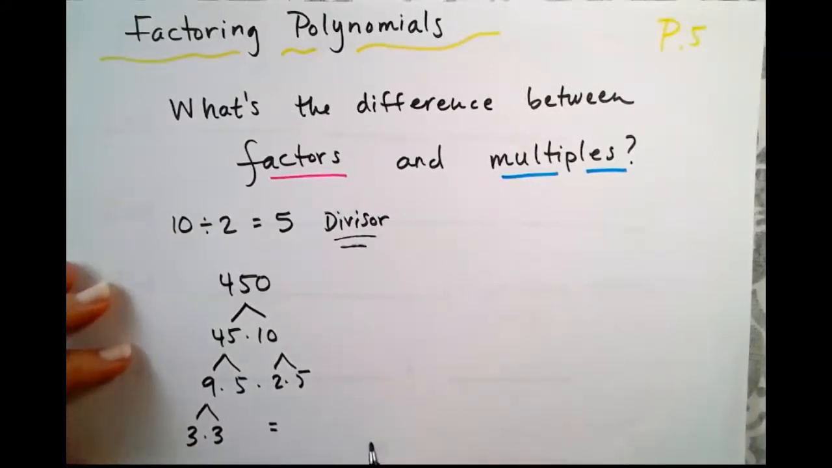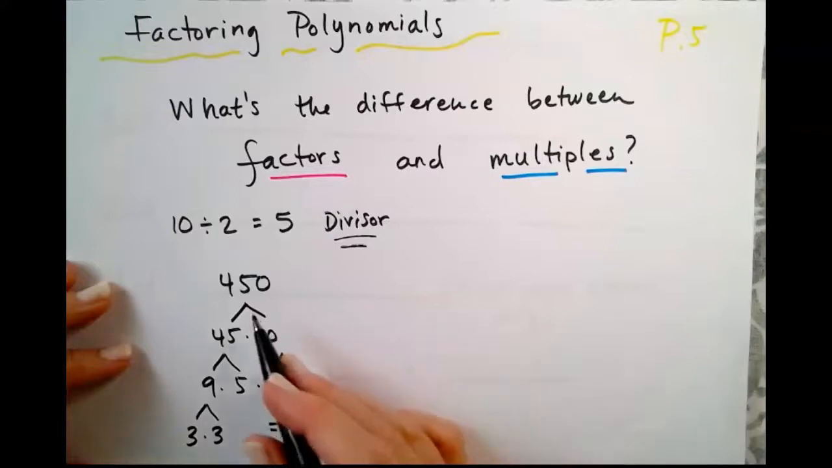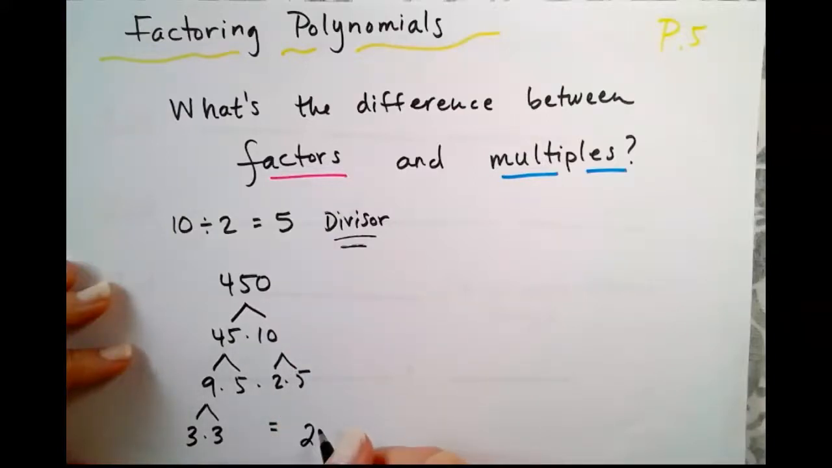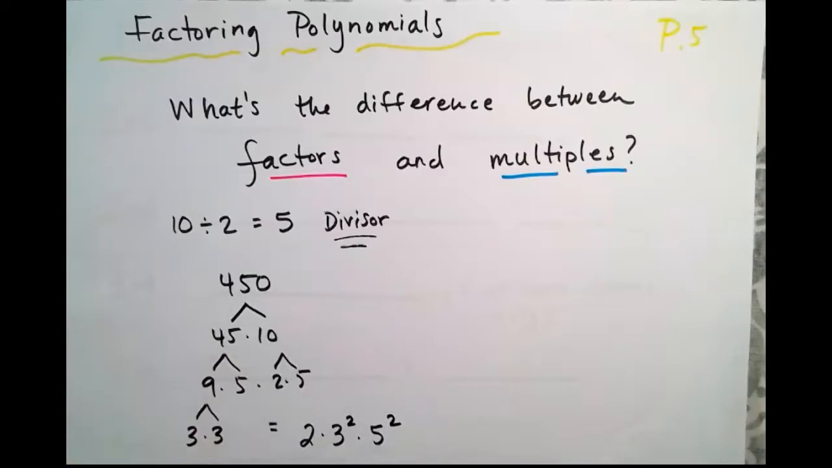So we talked about in a previous section the prime power factorization. So the prime power factorization of 450 would be 2 to the first times 3 squared times 5 squared. So in order to get a factor, we need to divide.